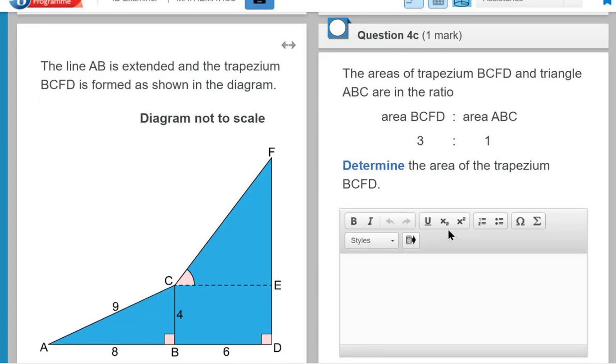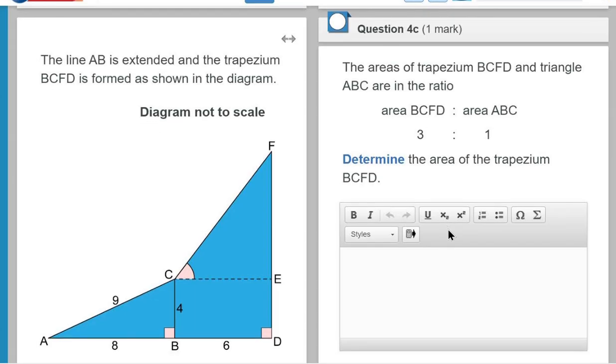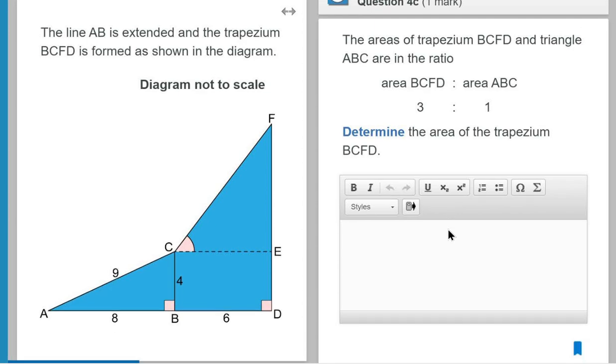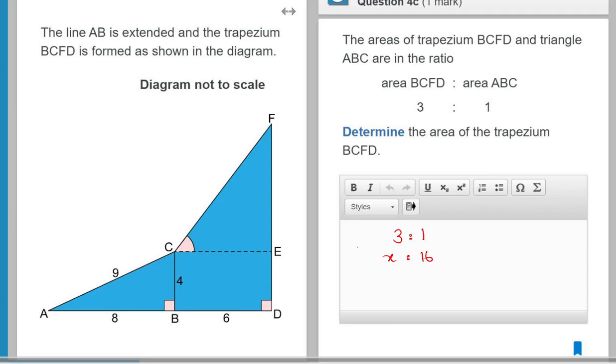The areas of the trapezium BCFD and the triangle ABC are in a ratio. ABC is the one for which we've just found the area, right? So that was 16. How do we solve it for x? x is going to be considered as the area of the trapezium. So just cross multiplication: x equals 16 times 3, which becomes 48.